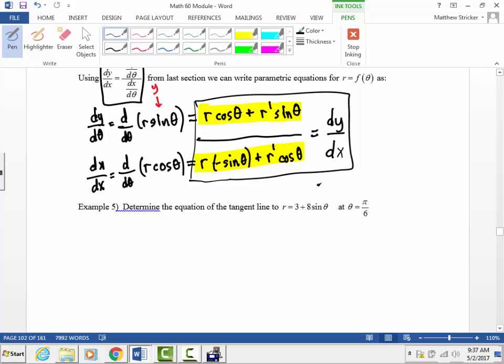I want to find dy/dx, which means first of all I need to know all those derivatives, right? Would you leave that as r times negative sine, or would you make it negative r sine? You can make it negative r sine. It's a bit better.